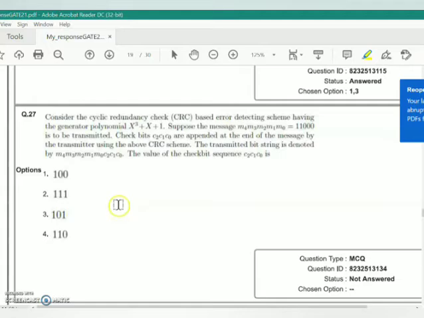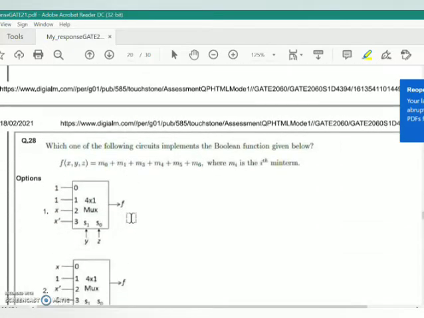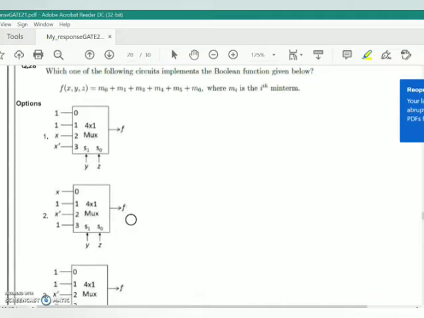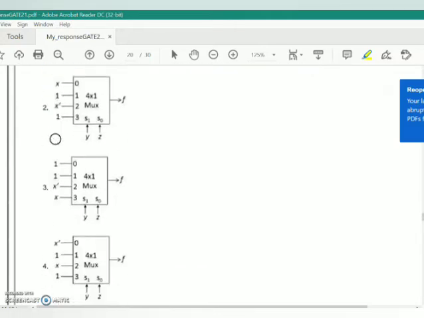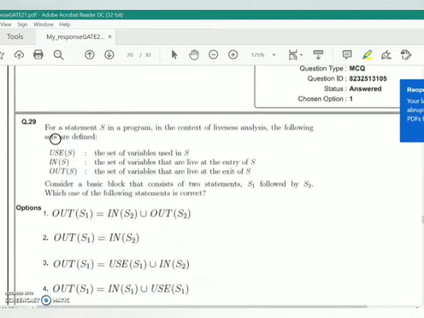Question number 27. This is the cyclic redundancy check. The value of the check bit sequence C2, C1, C0. Now in this case, we can solve the question with the 4:1 mux. I have given the detailed solution in the previous videos. Option 1 is exactly the correct answer.